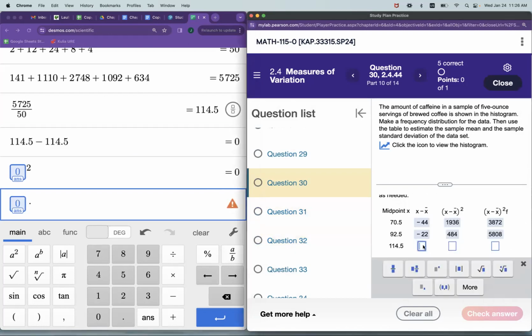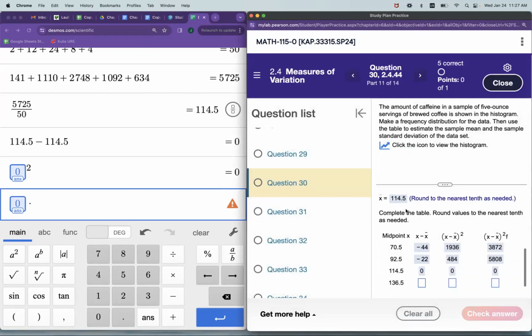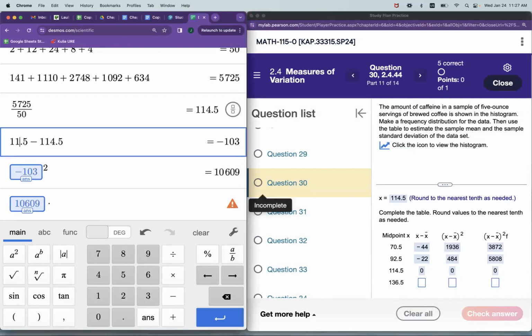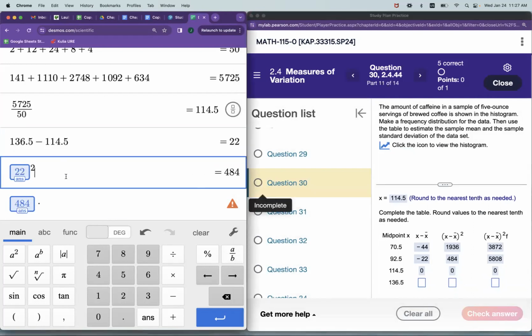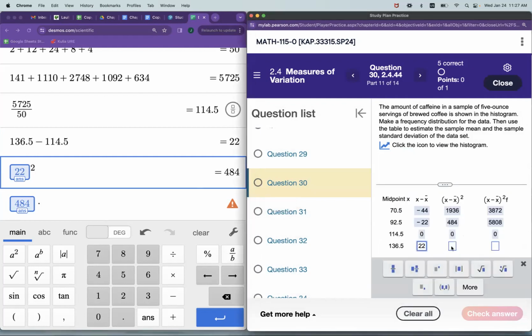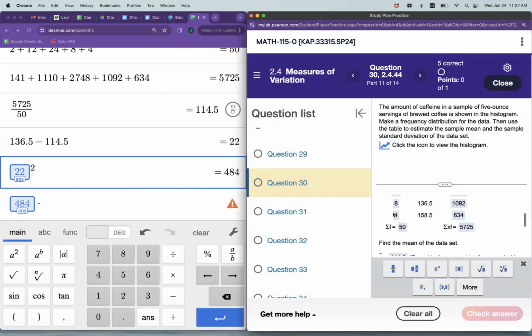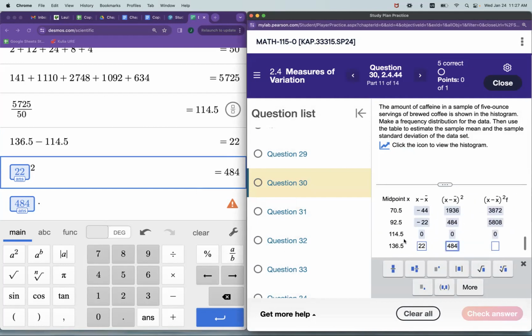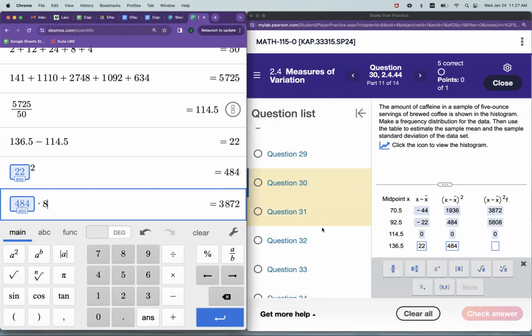It just so happens that the mean is exactly 114.5, which I don't know if that just so happens or they purposely did that. Okay, next value is 136.5. So change this to 136.5, and I get a positive 22 this time. Interesting. The squared version is still going to be 484, just like when negative 22 is squared. And this time the frequency, though, is 8. So change this here to an 8.